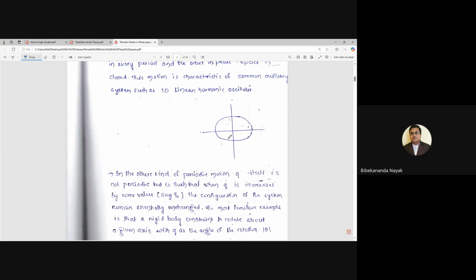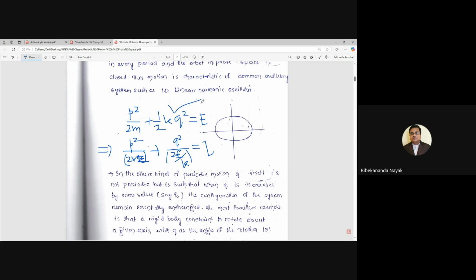So for periodic motion, Q squared plus P squared gives an ellipse. For the harmonic oscillator, the equation is P squared by 2m plus half K Q squared, or m omega squared Q squared, equal to the Hamiltonian or energy E. Dividing each term by E, we get P squared by 2mE plus Q squared by 2E/K equal to 1. Can this equation be written like this or not?